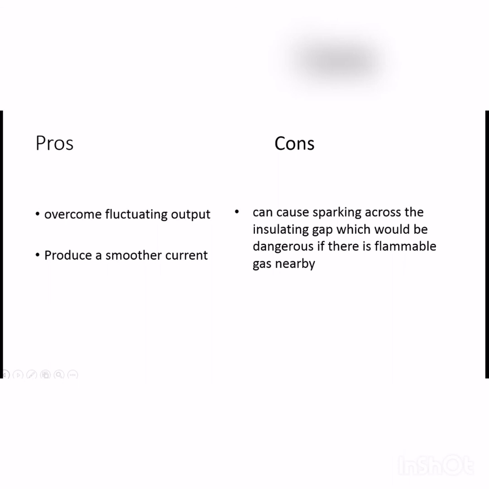As expected, this type of generator also comes with its pros and cons. I will be starting with the pros first. It can overcome the fluctuating output and produce a smoother current. However, it also brings the cons. The con is that it can cause sparking across the insulating gap, which would be dangerous if there is flammable gas nearby. And lastly, I will be talking about the modifications to increase the efficiency of a DC generator.